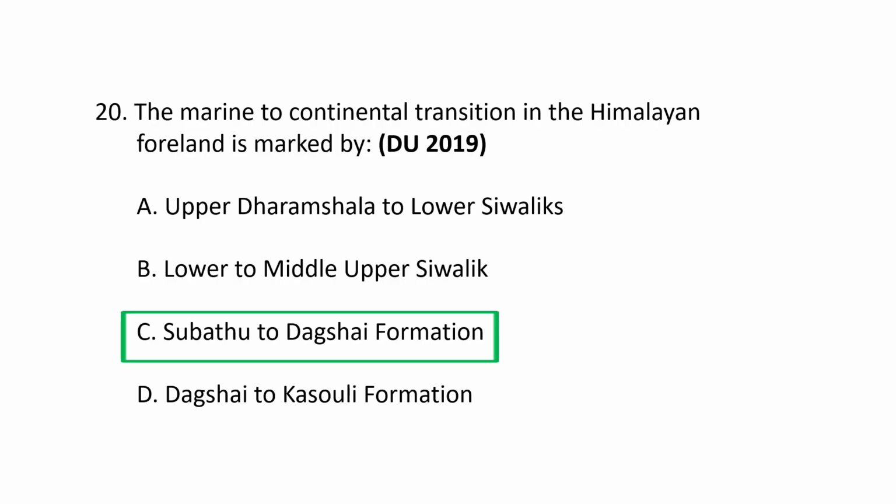So this stratigraphic boundary signifies a significant shift from marine sedimentation in the Subathu Sea to the development of continental terrestrial environments, a change linked to the early stages of Himalayan tectonics and uplift. So the marine to continental transition in the Himalayan foreland is marked by Subathu to Dagshai formation. C is the correct option.